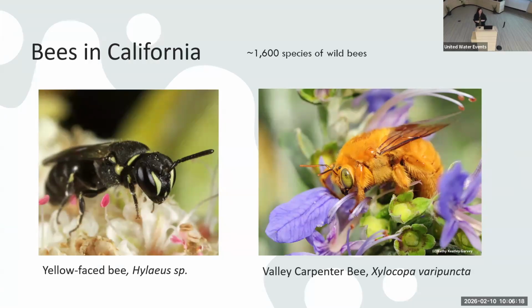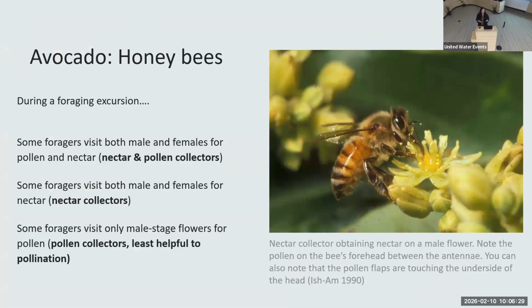In California, we have 1,600 species of wild bees. So I just wanted to showcase 2 side by side to show the differences. So the one on the left is really tiny, sleek. It's like the fast car of bees, really kind of short hairs. And then there's the valley carpenter bee, really big and fluffy, totally different kind of bees.